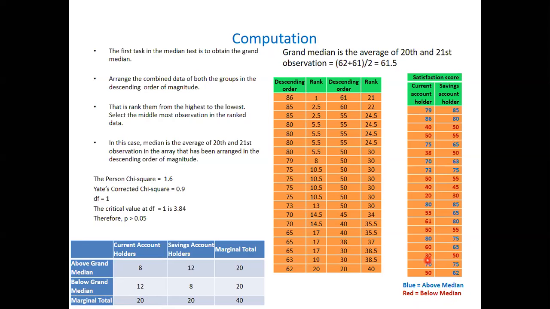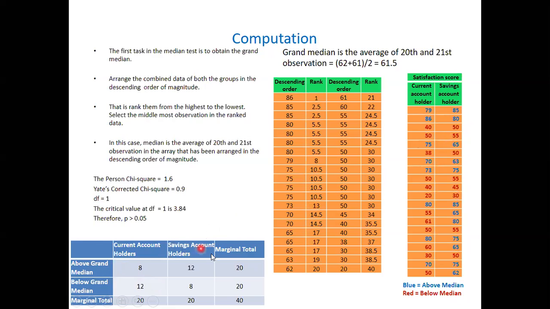We have the blue. So when you look at the groups now, for the current account holder, 8 have values above the median. If you count: 1, 2, 3, 4, 5, 6, 7, 8. Whereas for the other group it is 12: 1, 2, 3, 4, 5, 6, 7, 8, 9, 10, 11, 12. Can you see? So that shows that 8 are above the median and 12 below; for the other group, 12 above and 8 below.